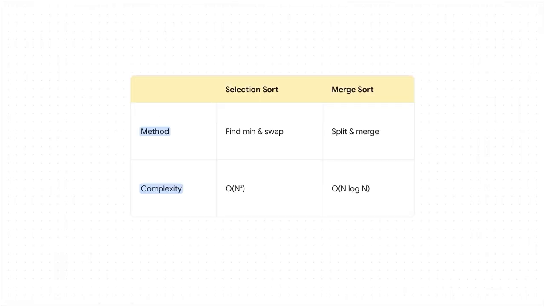They both get the job done, right? They both sort the cards, but their strategies are from different planets. You've got brute force on one side, just scanning over and over, and on the other, you have this elegant divide and conquer strategy. And that fundamental difference in approach is why their efficiency is just worlds apart.